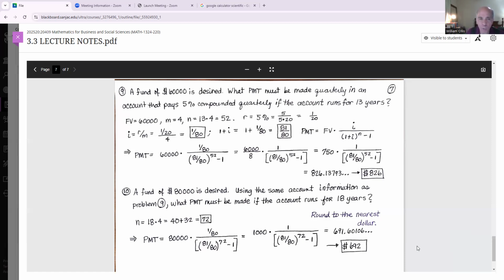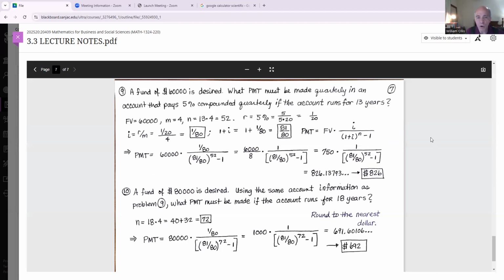This is number 9 from your worksheet. It says a fund of $60,000 is desired. What payment must be made quarterly in an account that pays 5% compounded quarterly if the account runs for 13 years? Now, again, just remember whatever the M is, that will correspond to the payment. So the payment periods and the interest periods coincide for obvious reasons. And that's basically how we did our computations.